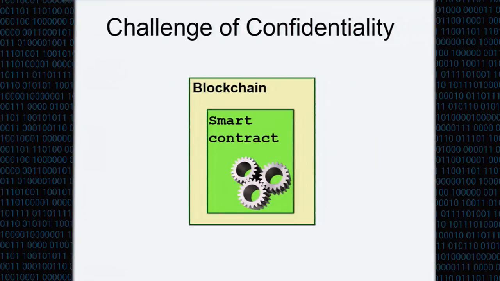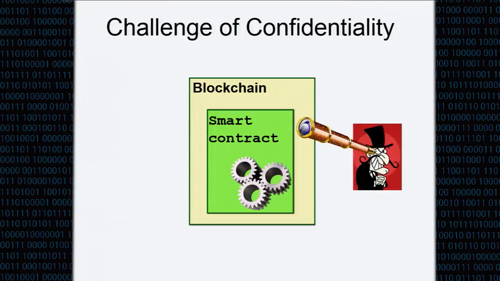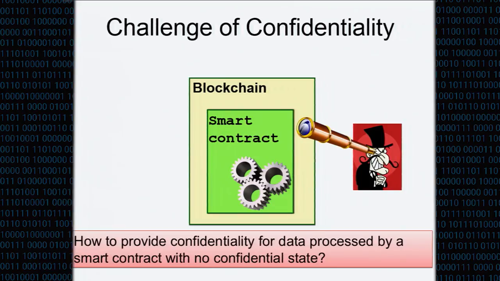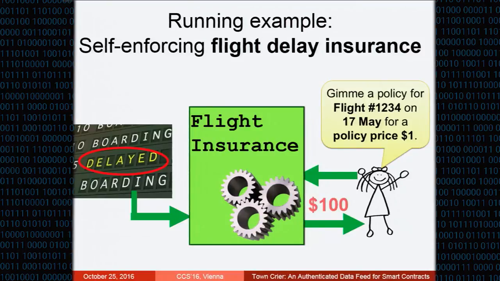And let's have a look at the challenge of confidentiality. Because of the publicity of the entire blockchain, a smart contract has no secret state. So the challenge is, how can we provide confidentiality to data processed by a smart contract, even though the smart contract cannot hold any secret? Can we do this? The answer is yes. With the help of trusted hardware, we can still achieve confidentiality.